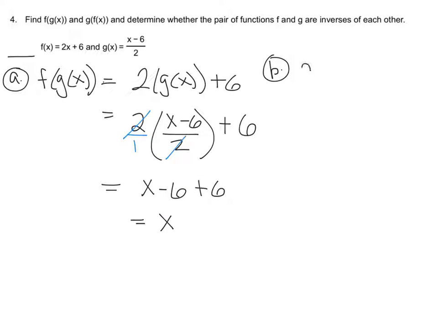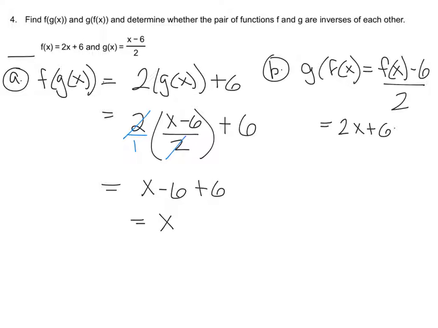Now I'm going to find g of f of x. So this means I'll substitute in f of x wherever I see an x in the expression of g. And then I'll substitute f of x with 2x plus 6, and then that's minus 6 all divided by 2. First, you want to simplify the numerator, so these 6's will cancel, and I'm left with 2x divided by 2. And lastly, the 2's will cancel, so that equals x.